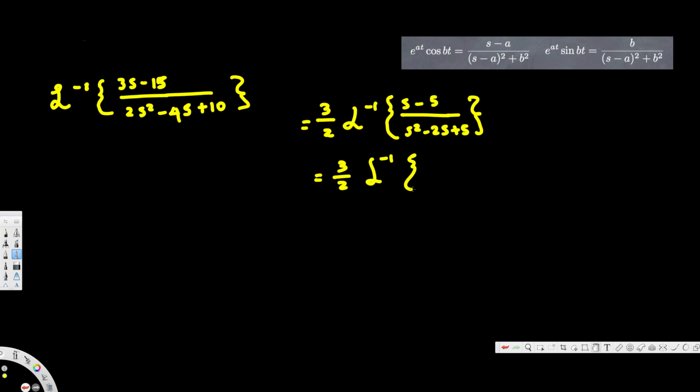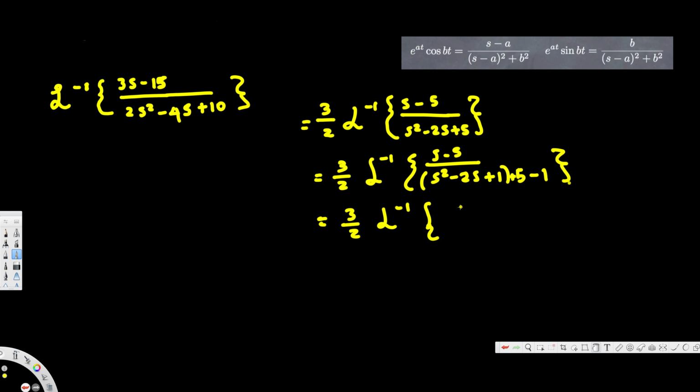If you do that, this is going to become (s - 5) over (s² - 2s + 1), and if you add plus 1, we have to subtract 1, right? So this is going to be minus 1, and this is plus here, and that's it. Now let's simplify this one. This is going to become 3/2 Laplace inverse, and then here we are going to have s minus 5, and this is (s - 1)², and here we are going to have 5 minus 1, that's going to become 4.